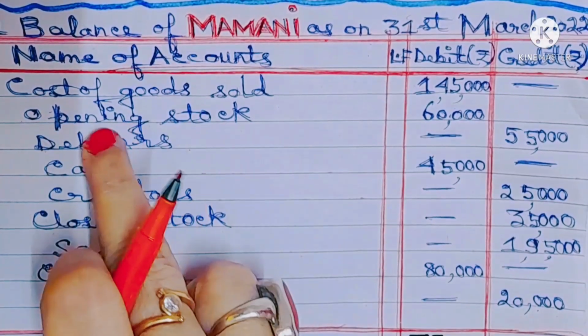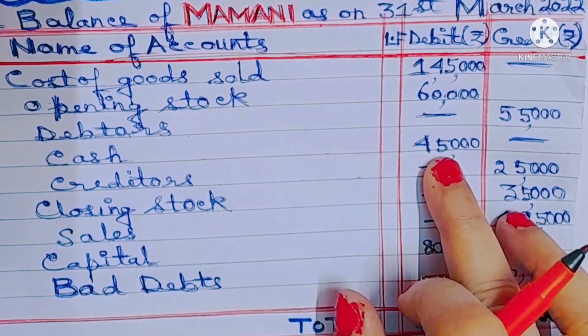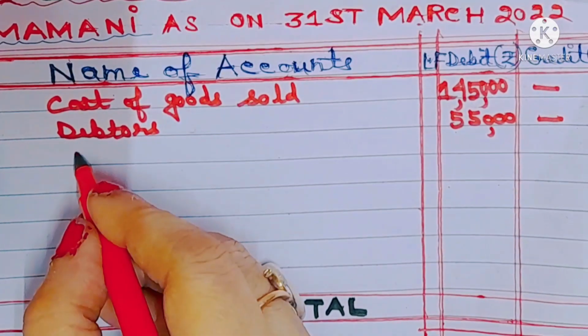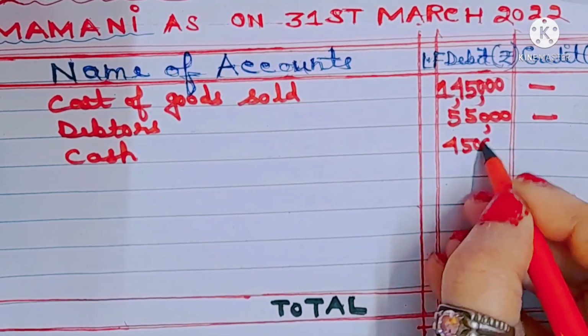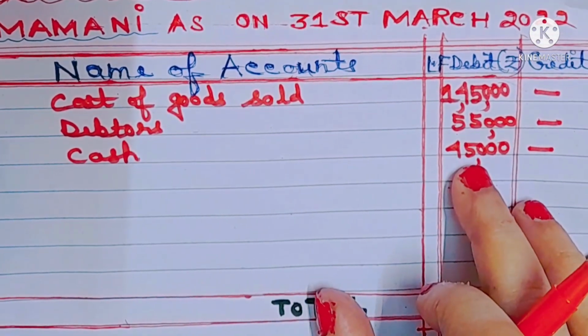The next account is cash. Cash has been written correctly in the debit column, 45,000. So let's write cash, 45,000. Cash has a debit balance and that is the reason we have written 45,000 in the debit column.